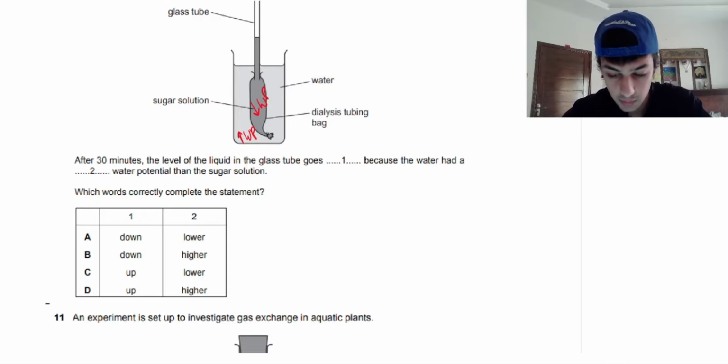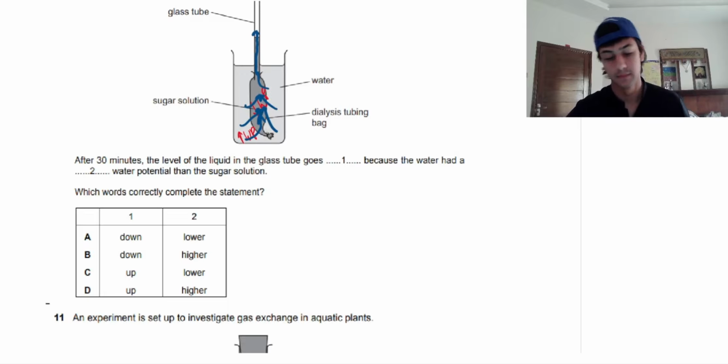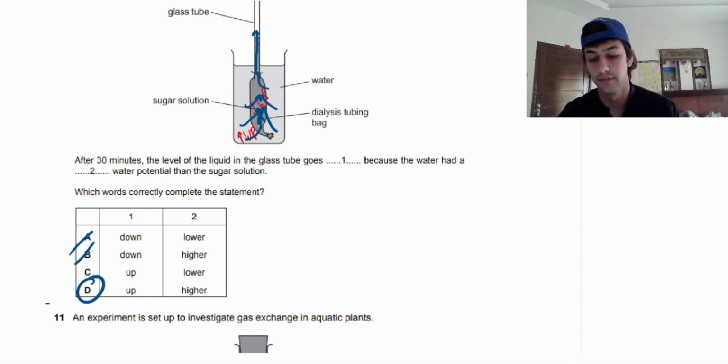We can see that water will then start moving from the beaker into the sugar solution inside, और इसकी वजह से जो है ना glass tube थोड़ा ऊपर की तरफ बढ़ेगा. So we can see that it's going to go up. So it's not these guys. So the glass tube goes up because the water had a higher water potential than the sugar solution. It's going to be higher.